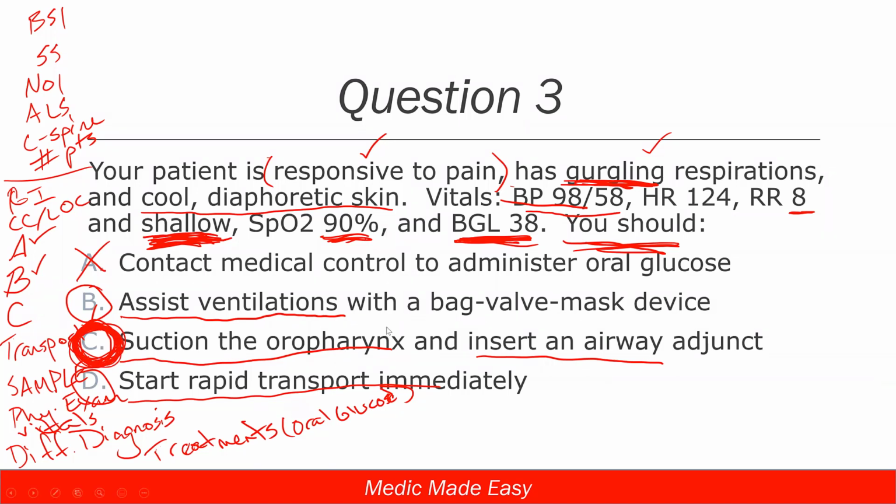Airway is first. Right? So gurgling respirations tells us I need to suction. Shallow and slow and hypoxia for the breathing tells us I need to bag the patient. This whole critical situation picture that they're showing me tells us I should be doing rapid transport, right? So which one am I going to do first? Well, I'm going to start at the top. And at the top of my list is airway. Right? So that's where we're going to go.